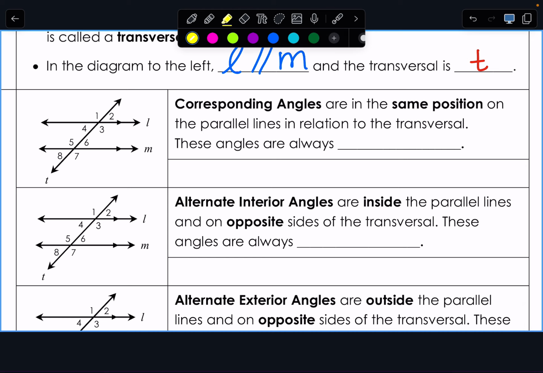What I want you to do, I want you to highlight the word corresponding angles and highlight the words same position. So if we have two parallel lines, don't highlight this. I'm just making them a little bit more obvious for you, Liam. Okay. I want everybody to highlight angle 1. Just highlight the 1.